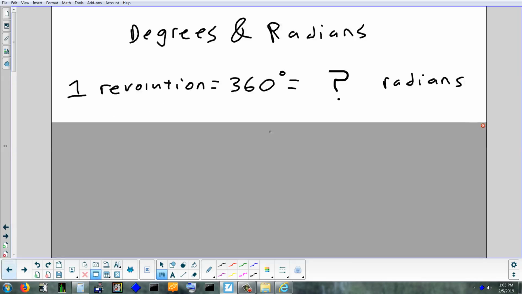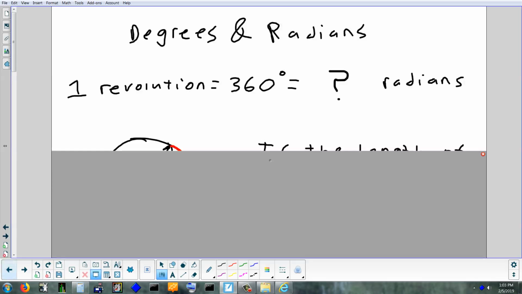All right, so we'll talk a little bit about what a radian is first, what it looks like, and then we'll see if we can somehow do a calculation to figure out that question mark.